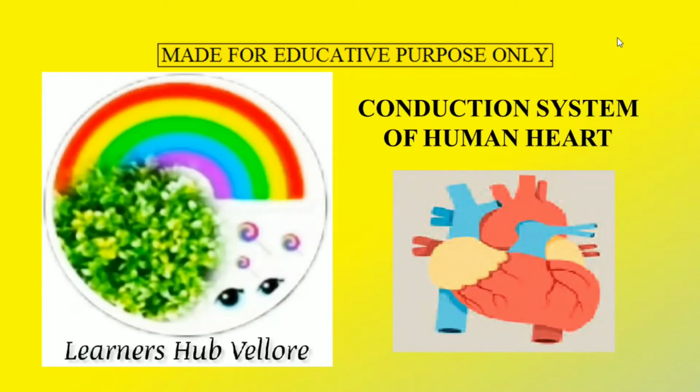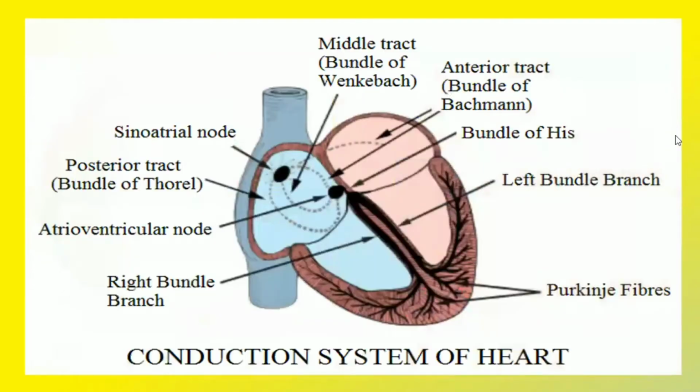This session throws light on the conduction system of the heart. Here we can see a typical heart. This is the sinoatrial node, and from there are three dotted lines.